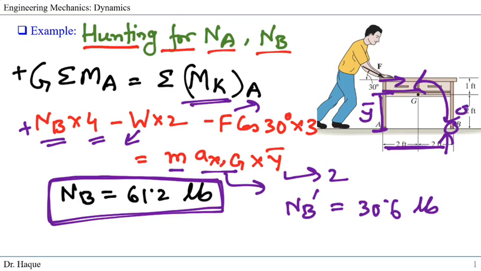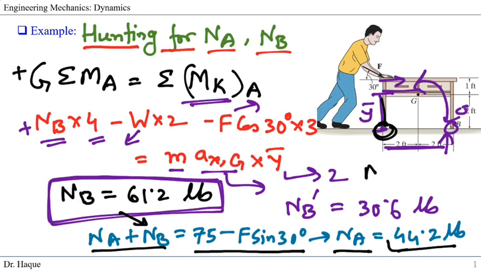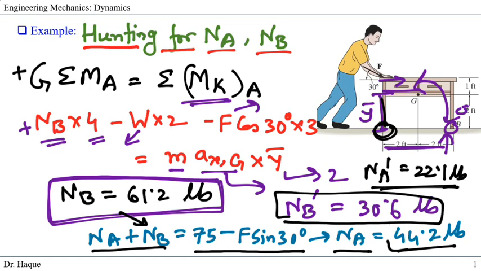Now remember, we also had from the statics part that NA plus NB equals 75 minus F sin 30 degrees. So if we plug this NB value in here, we can get NA, which is 44.2, the reaction at two legs at point A. So this leg we can see, and the other leg that we cannot see is parallel to it. So for one leg, it will be half of 44.2, which would be NA prime. If we take the half, it will be 22.1 pounds. So our reaction on each leg at point A is 22.1, and the reaction at each leg at point B is 30.6.